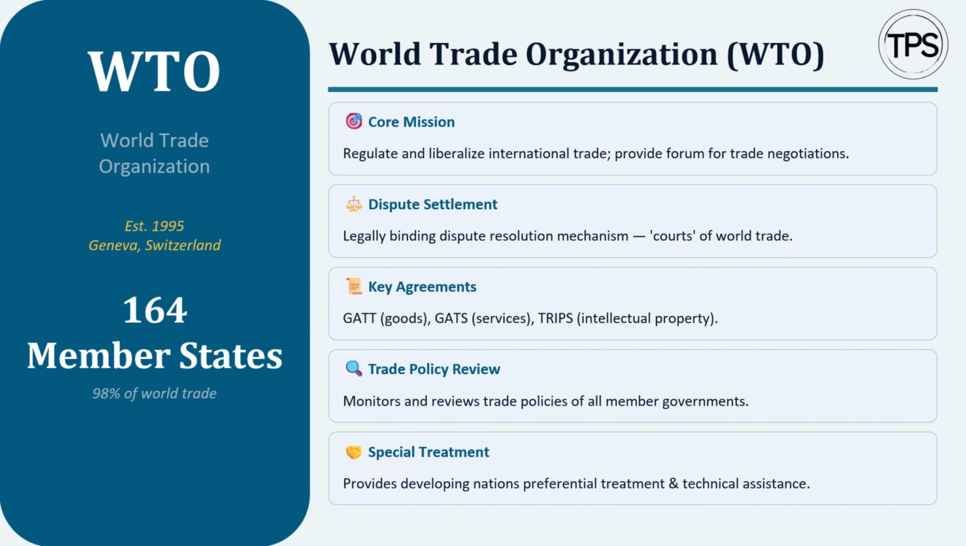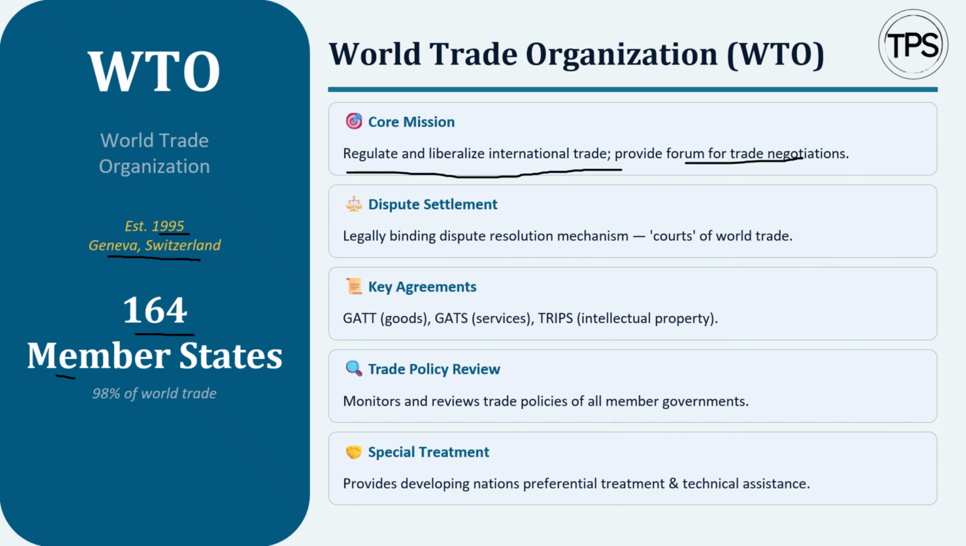Then another page, WTO. What does WTO mean? WTO means World Trade Organization. It was established in 1995 in Geneva, Switzerland. There are 164 member states, covering 98% of the whole trade. Core mission: what is its core mission? Regulate and liberalize international trade, provide a forum for trade negotiation and dispute settlement.